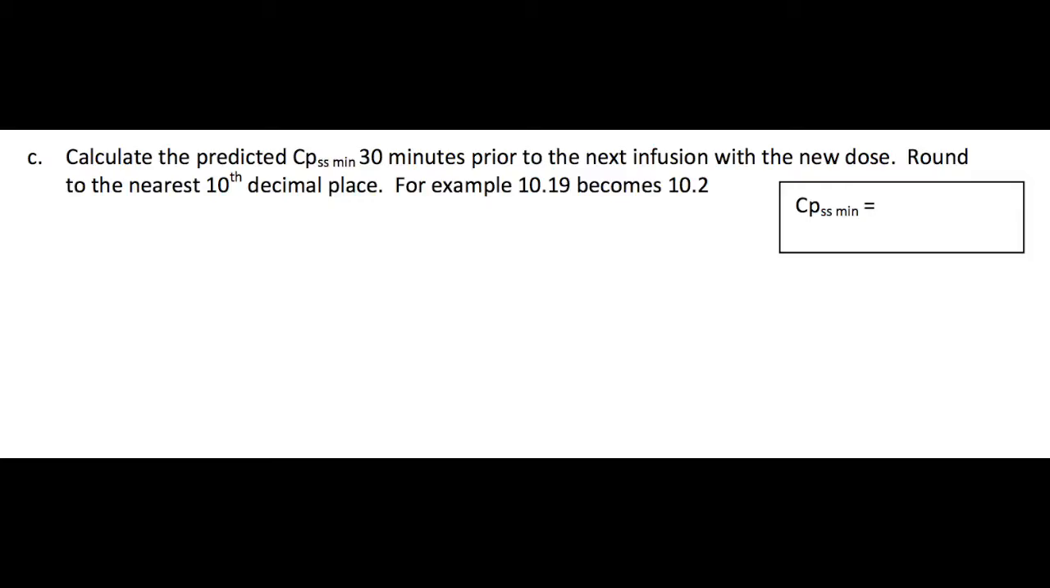So continuing on, we're going to go to problem number 3, letter C, which is asking you to calculate the predicted CPSS min 30 minutes prior to the next infusion. This is not going to be at that 7.5 because it's changing its time. So when does he get infused? He gets infused at the 18-hour mark. It's asking you 30 minutes prior to the next infusion, so that's going to be 18 minus 30 minutes. So that's going to be 17.5.